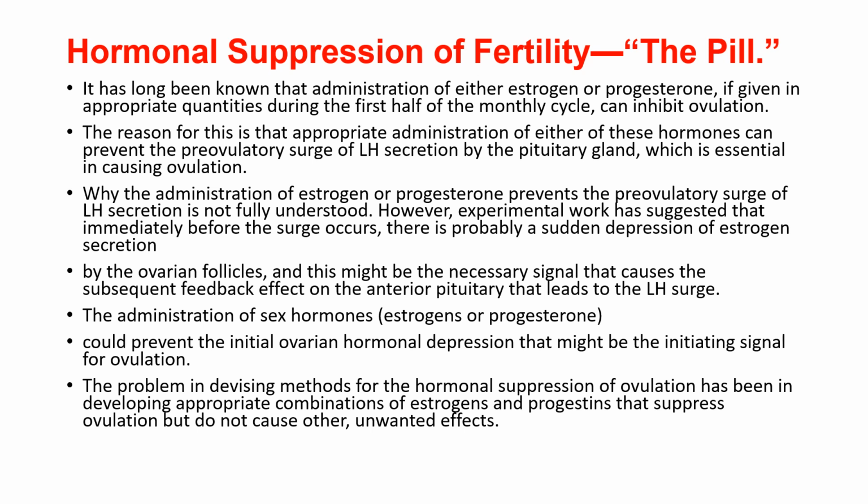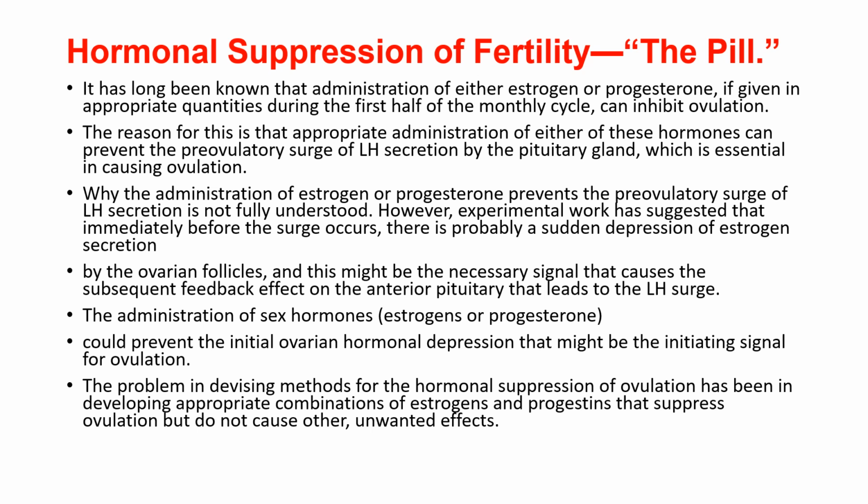Hormonal suppression of fertility. The pill. It has long been known that administration of either estrogen or progesterone, if given in appropriate quantities during the first half of the monthly cycle, can inhibit ovulation. The reason for this is that appropriate administration of either of these hormones can prevent the preovulatory surge of LH secretion by the pituitary gland, which is essential in causing ovulation. Why the administration of estrogen or progesterone prevents the preovulatory surge of LH secretion is not fully understood.